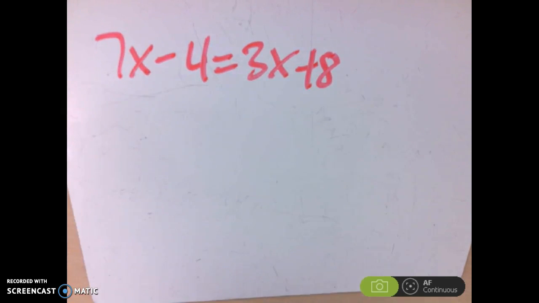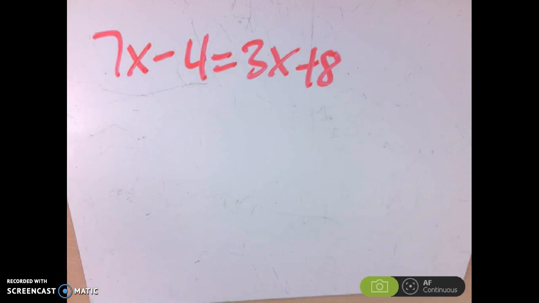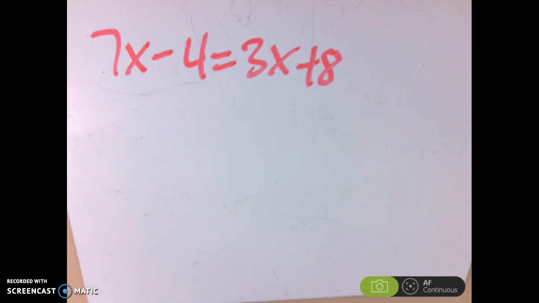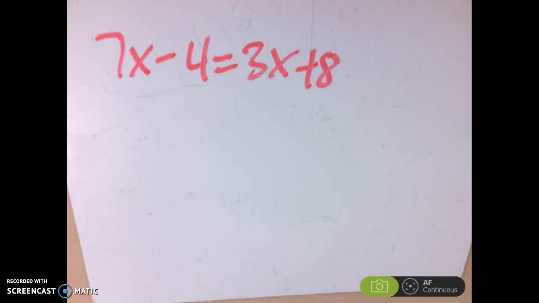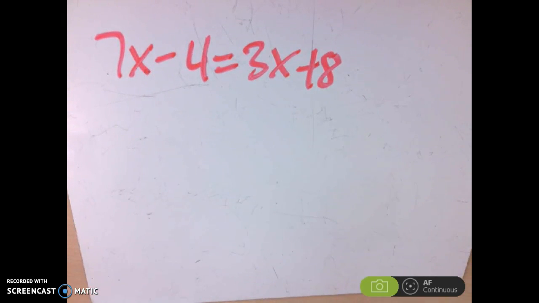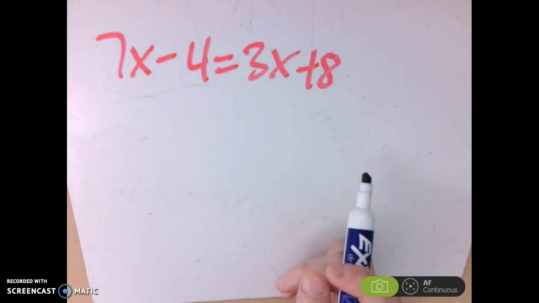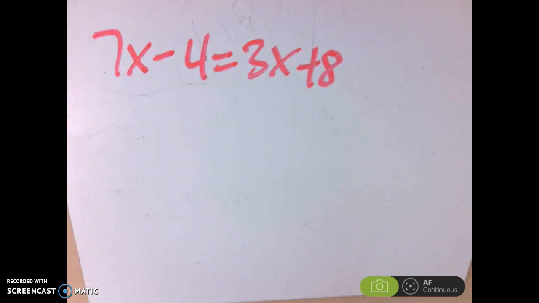Okay, so on to unit 1.5. So unit 1.5 is all about solving equations. The first equation that we're going to solve is a linear equation, right? Because we only have the first degree of x, so it's a linear equation. So to solve this, we need to get all our x's together and all our constants on the other side.